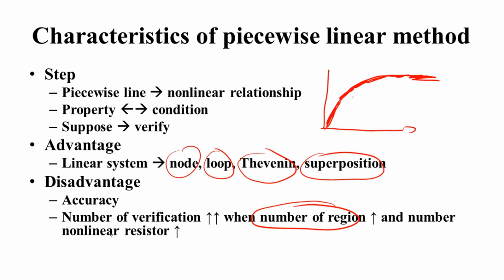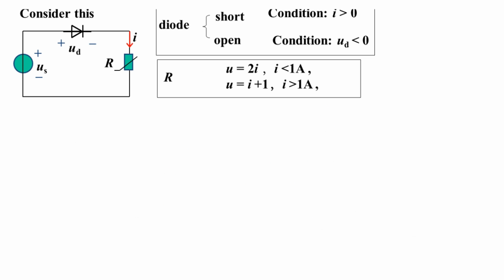That is, as the number of the sections increase, or with the increase of the nonlinear resistor elements in the circuit, the number of the superposition you need to verify are increased greatly. What does that mean? Let's look at such a problem. Assuming that there are two nonlinear resistors in it, a diode and a common nonlinear resistor. The diode, we think it works in two sections.